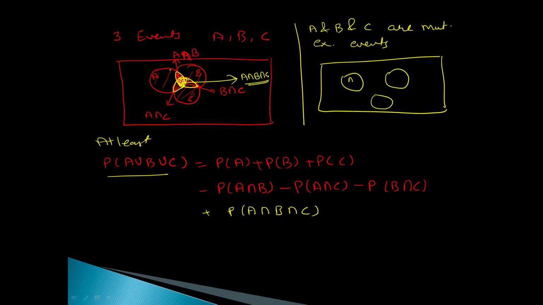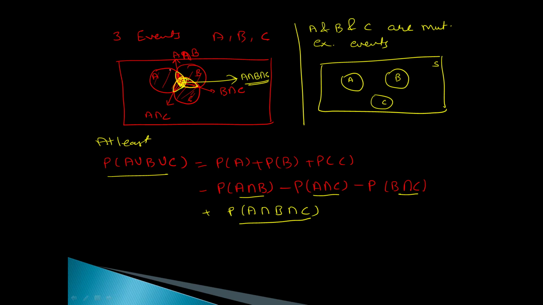So suppose this is event A, this is event B, this is event C. In this case, it's quite obvious that there is no P(A intersection B). The probability of this event happening is going to be 0. Similarly, the probability of this event is 0. Similarly, the probability of this event is 0. And obviously, the probability of A intersection B intersection C is again going to be 0.